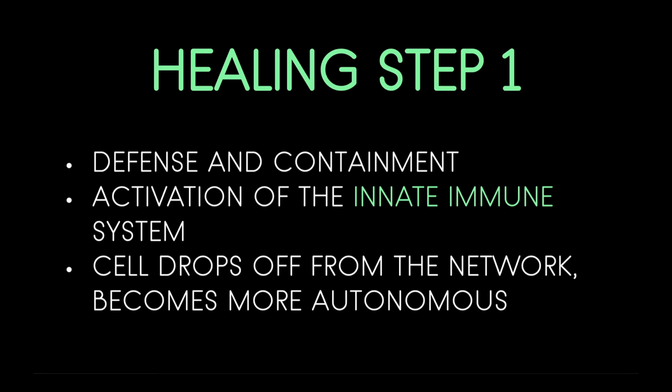So healing step 1, or cell danger response 1, is all about defense and containment. Mitochondria and cells will become more autonomous and they will drop off the network. And this is intentional in order to protect the rest of the system. So this involves an activation of the innate immune system, that fast, primitive immune system. The cell drops off the network and becomes more autonomous.